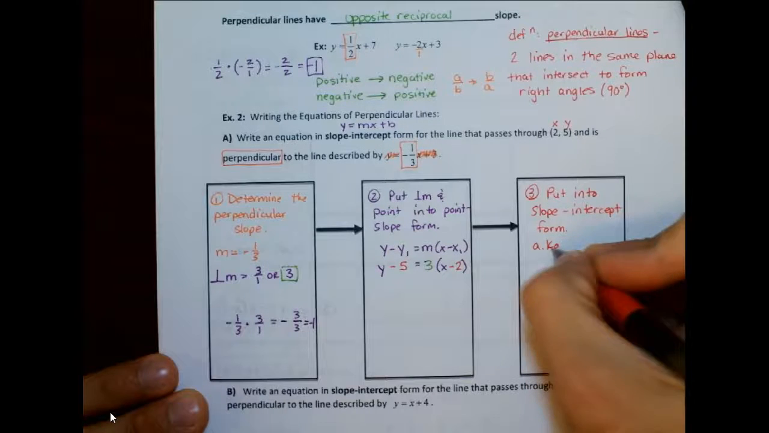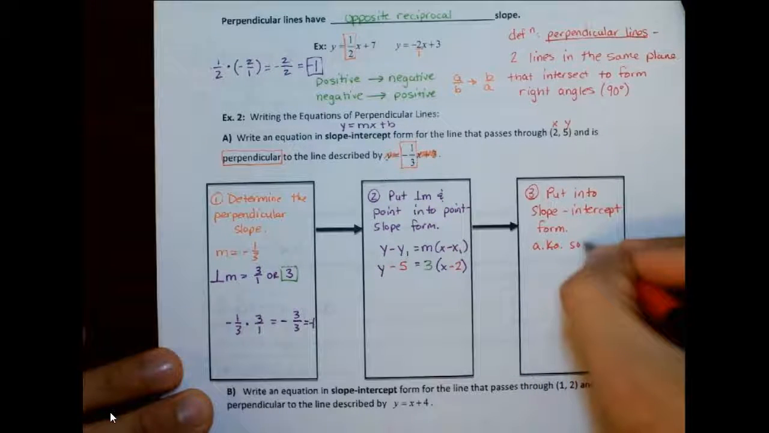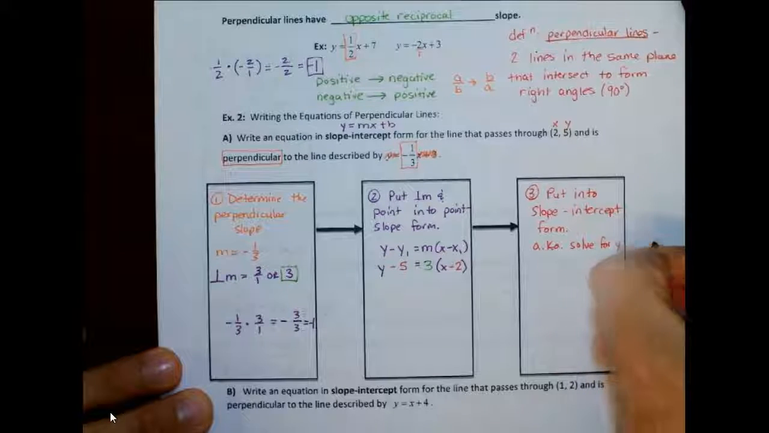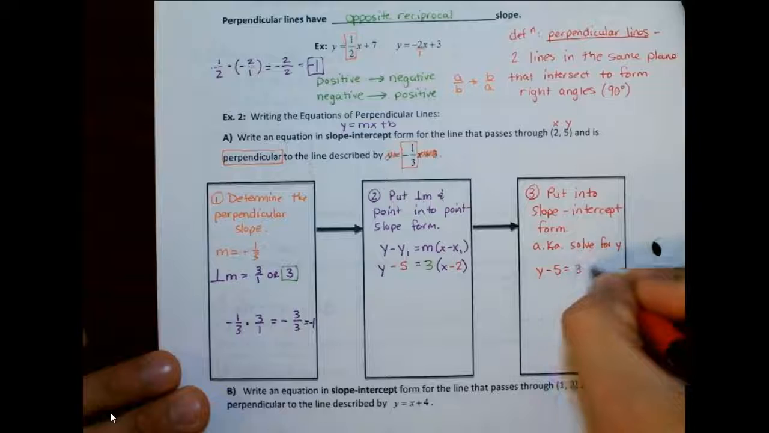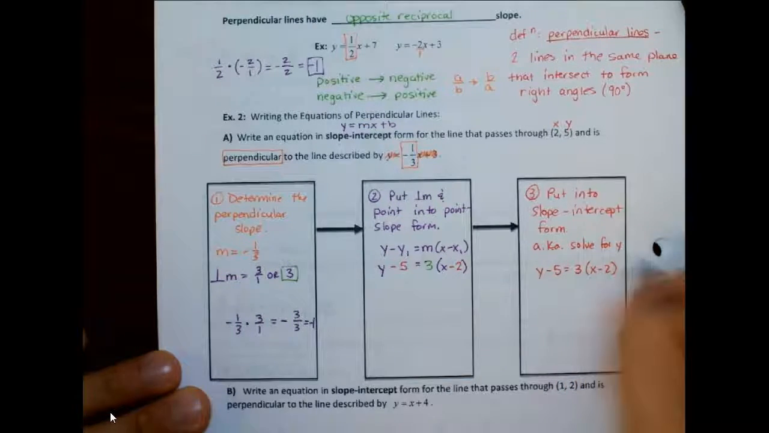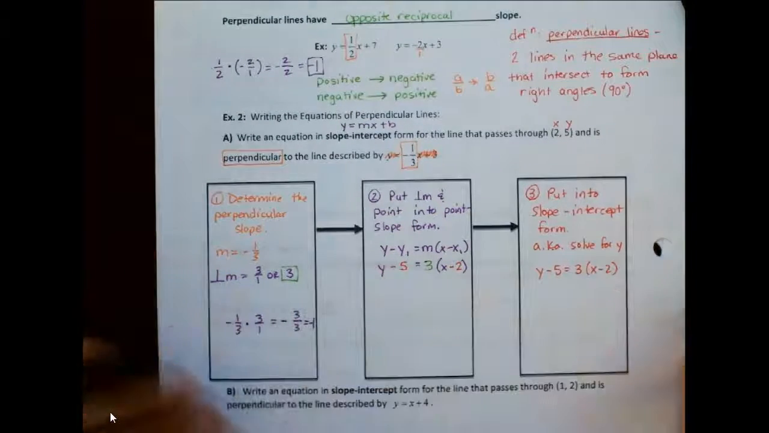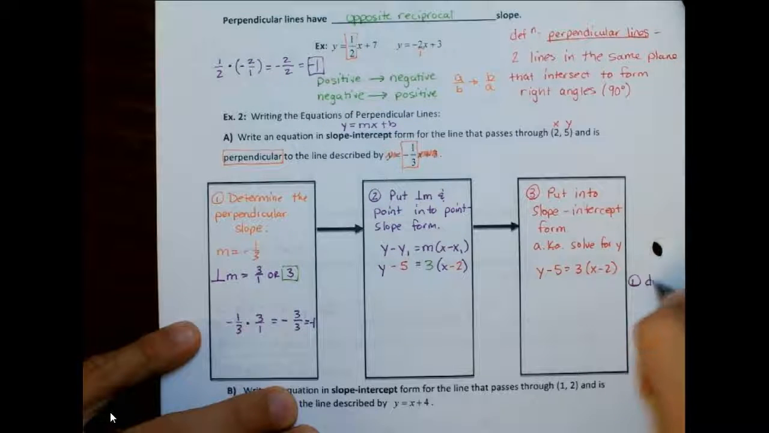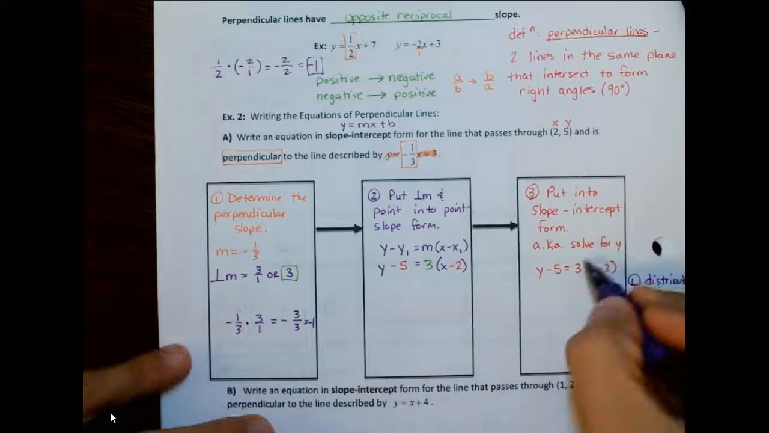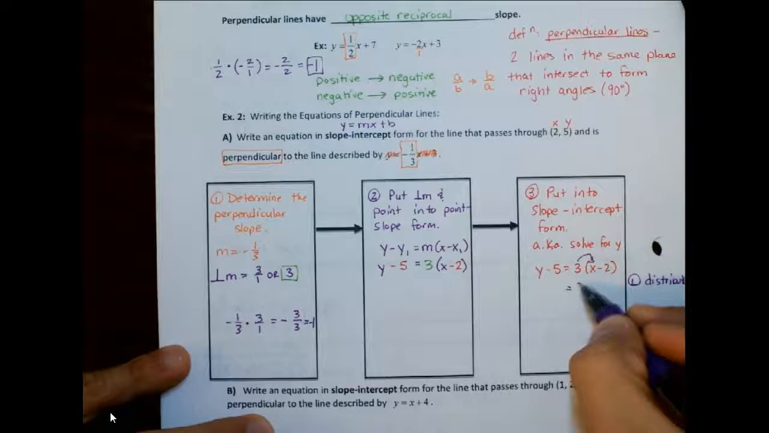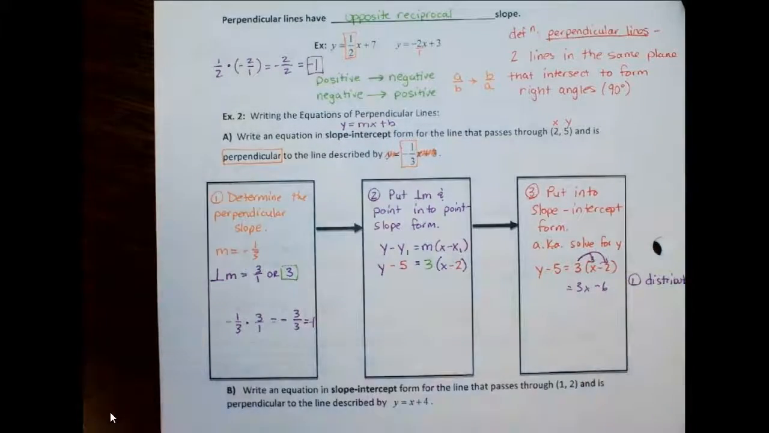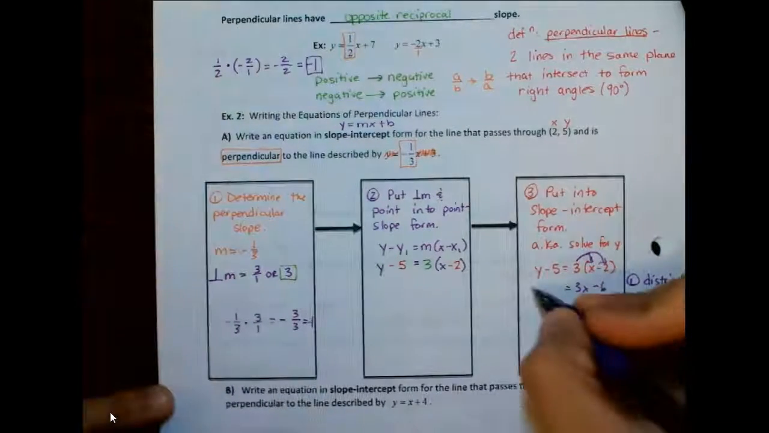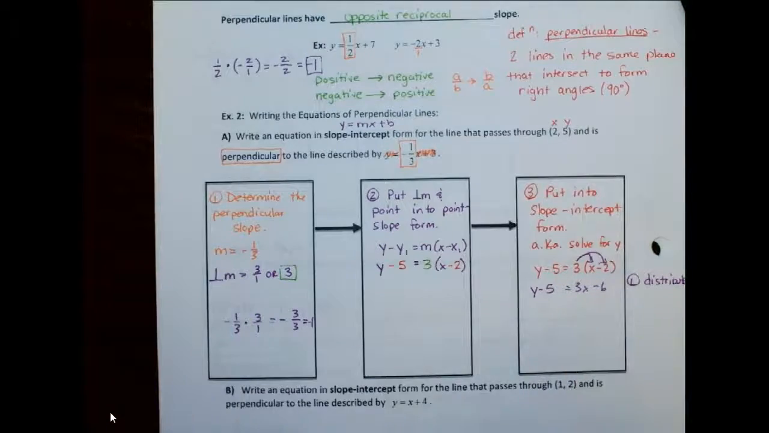Which means that we're just going to take that equation and we're going to solve for y. So y minus 5 equals 3 times the quantity x minus 2. Step 1, we want to distribute. So we're going to distribute the slope. 3 times x is 3x. 3 times negative 2 is negative 6. And I still have y minus 5 out front.